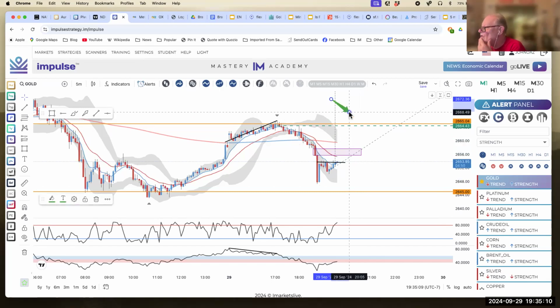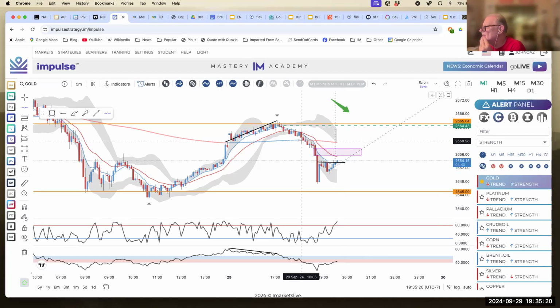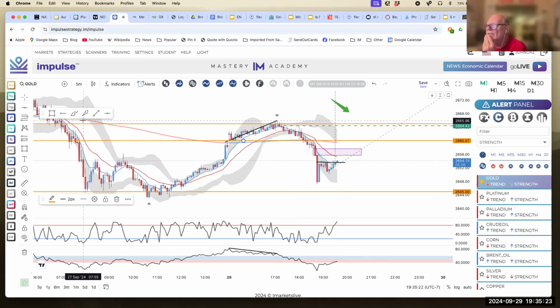And let's just have a look. If we draw our other horizontal lines at the other areas, that's 2665. There's one at 2660, roughly. 2655.